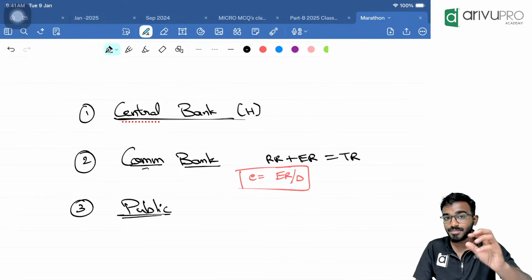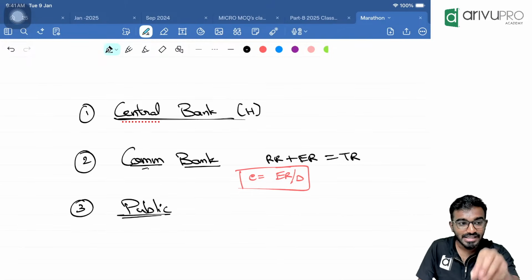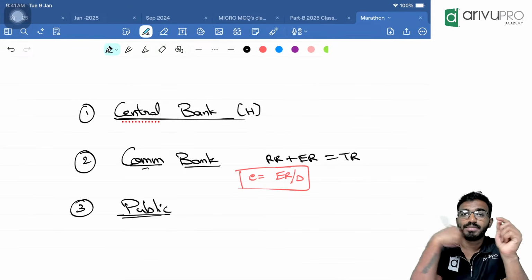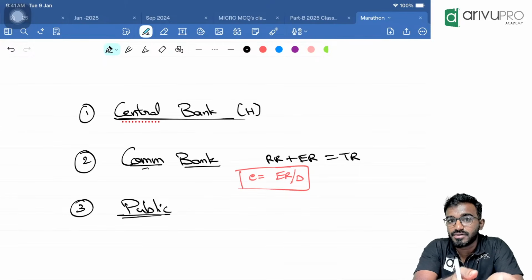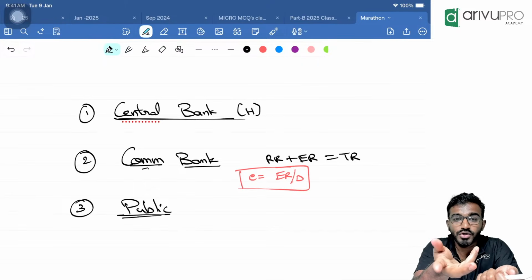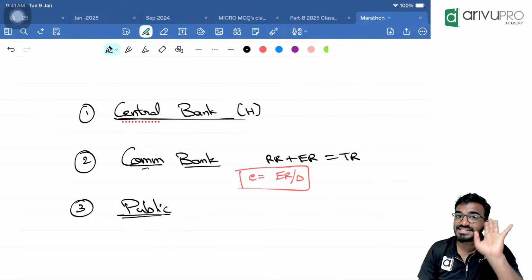We believe the general public will not keep more cash in hand. Rather than keeping money in hand, they will deposit it in a bank account, because if that money comes to the bank, it will undergo multiple circulation and expansion. But if you simply keep money in your hand, will it put an extra 10 rupee note for every 100 rupee note? No, it will not. So we believe the general public is not maintaining excess cash in their hand.